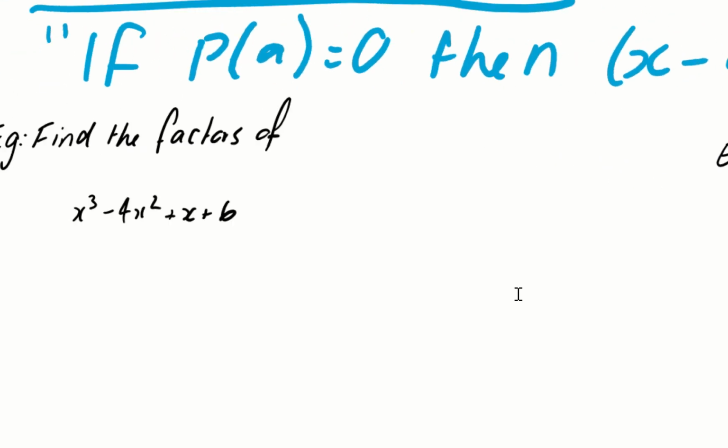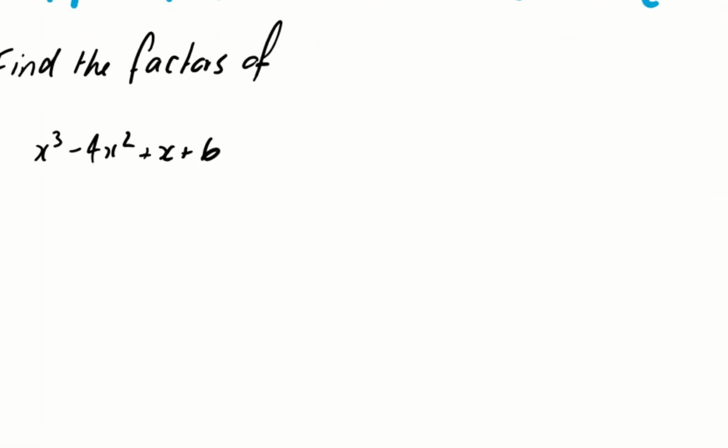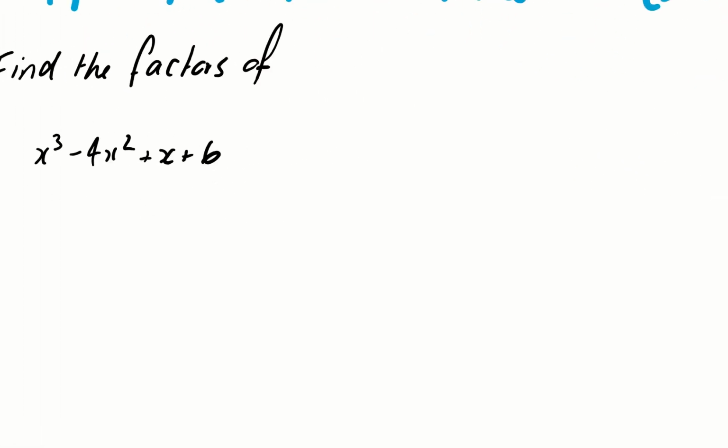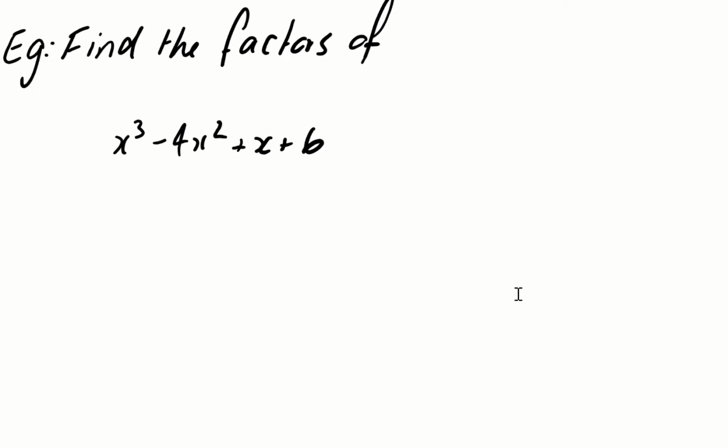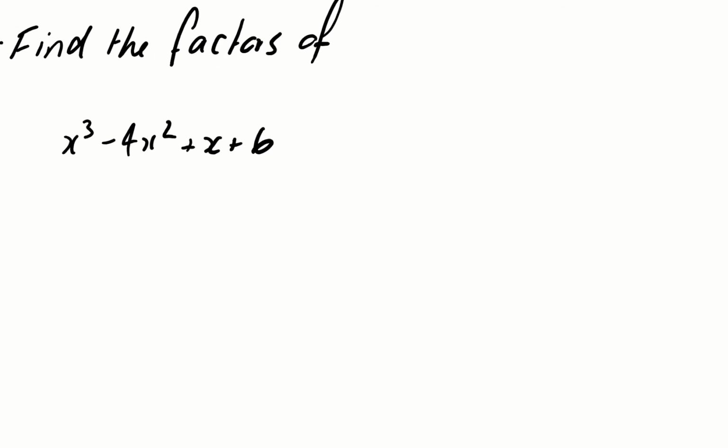So let's have a look at this first one. So we want to find the factors, okay? So basically we want to factorize this polynomial so that we can write it in some sort of form with P(x), A(x), Q(x), and R(x). So the first thing we do to find some factors is you test some points.